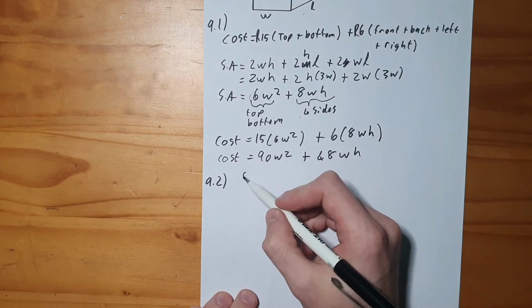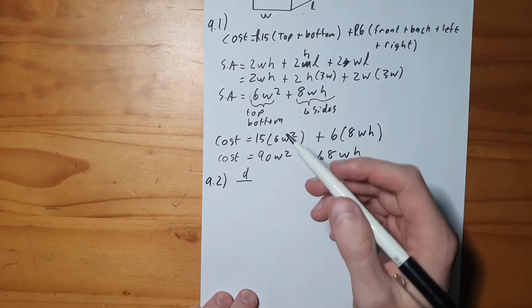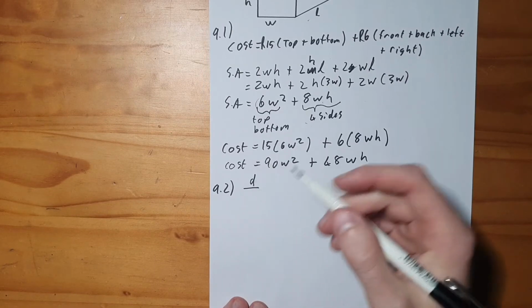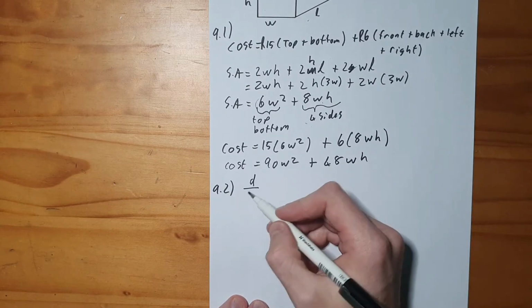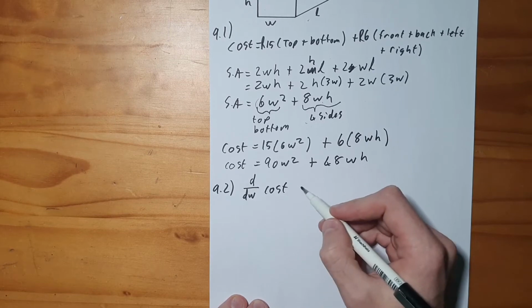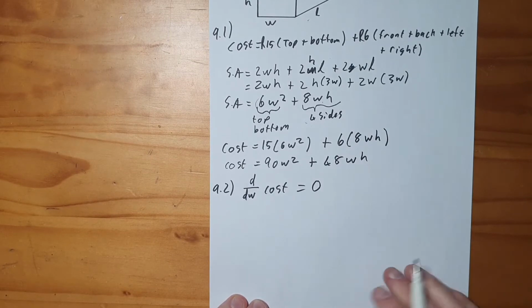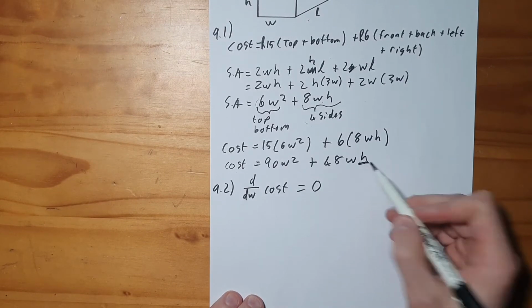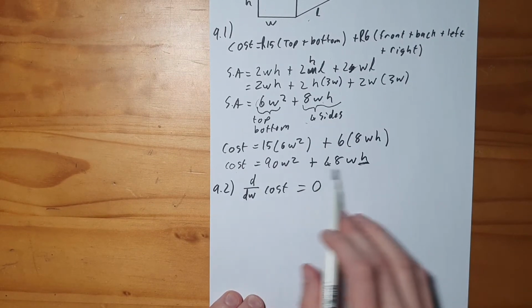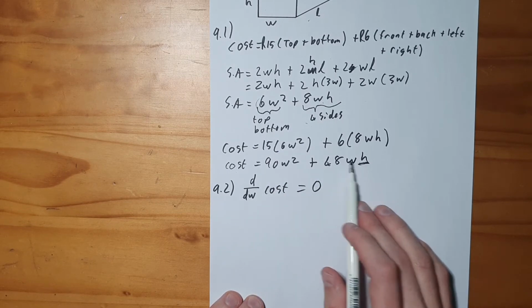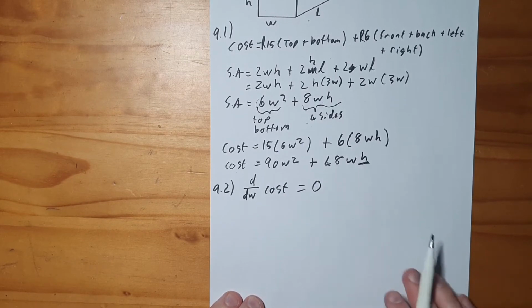So I'm going to take the derivative of this and set it equal to 0. Okay, so we need to take the derivative of the cost, and set that equal to 0. But we can see that in the cost we have an h. So we need all the variables in the cost formula to be in terms of w. So we need to find h in terms of w.